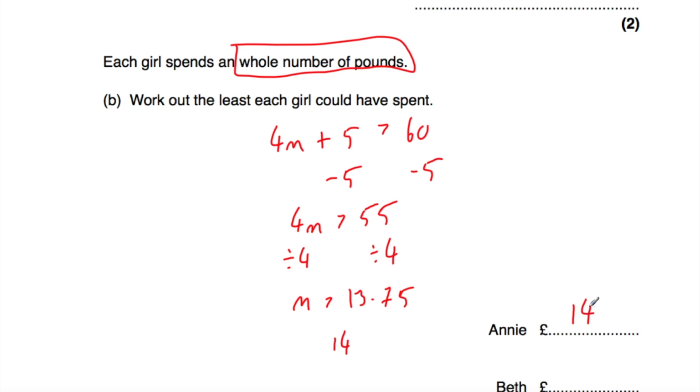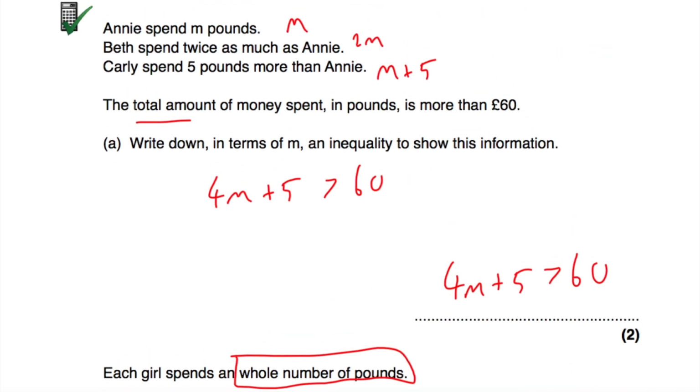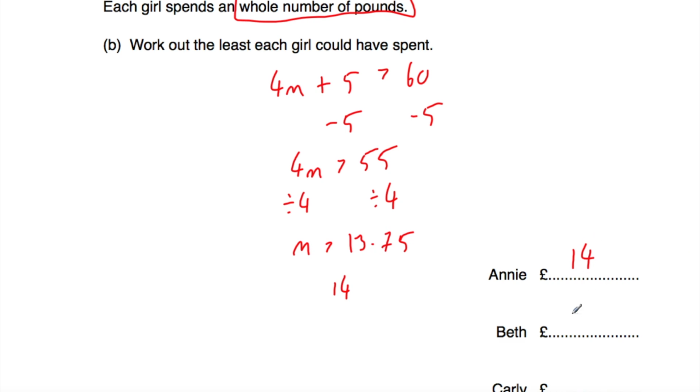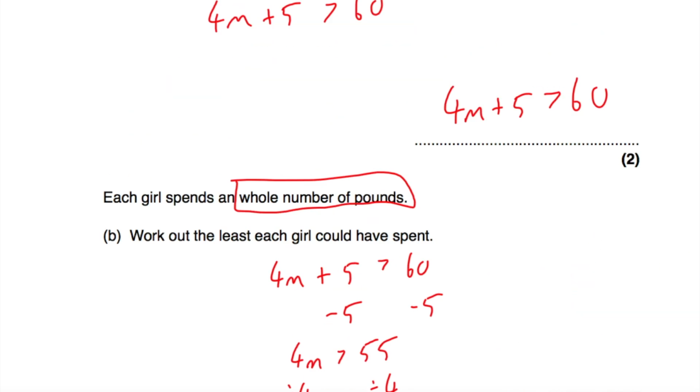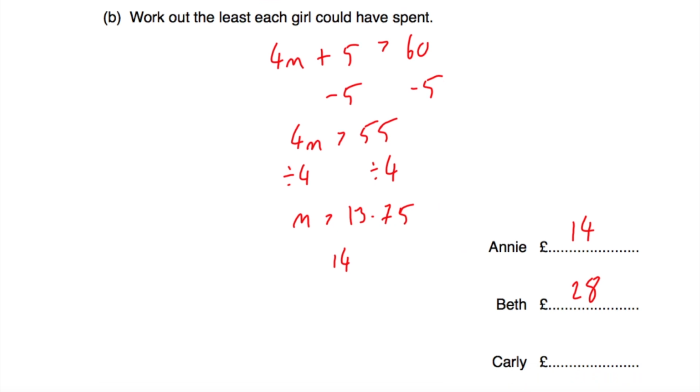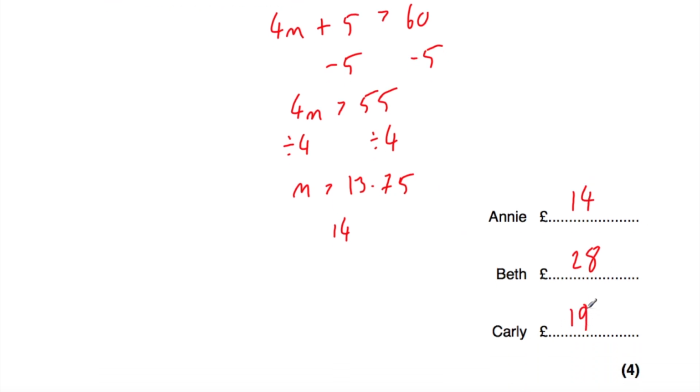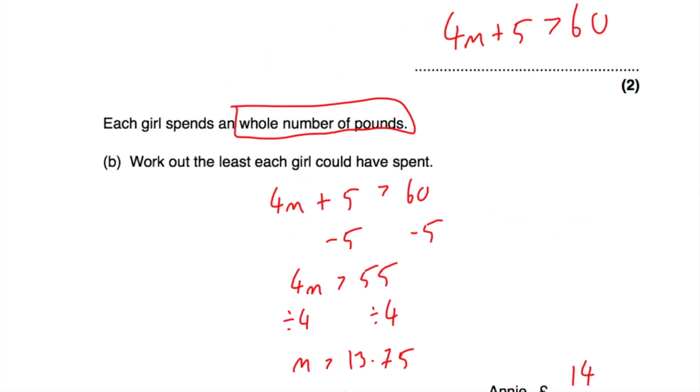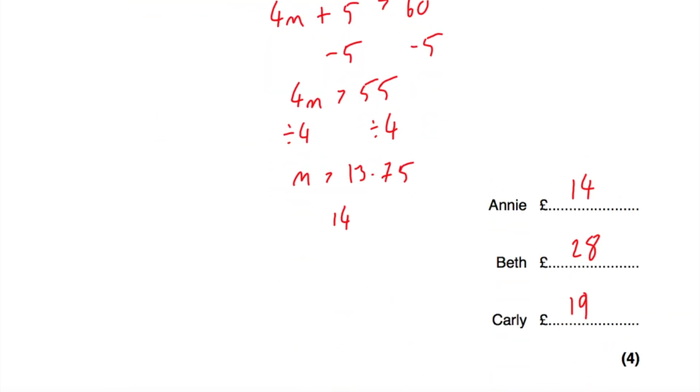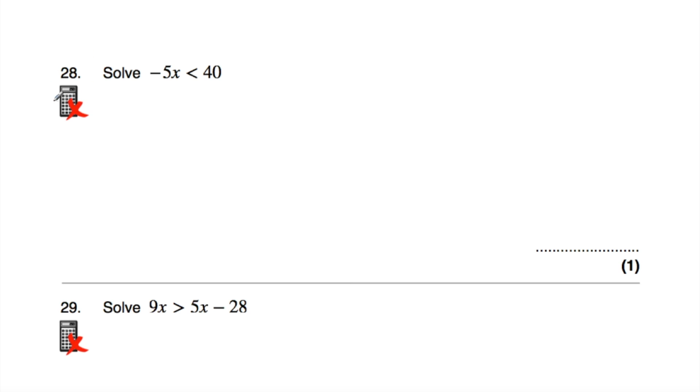So £14 for Annie. And then Beth spent twice as much, so that would be double that, which is £28. And Carly spent £5 more than Annie, so £5 more than Annie would be £19. So those would be the lowest amount of money that each of the girls could spend. And let's just check that. Yeah. Okay, let's look at our next question, question number 28.